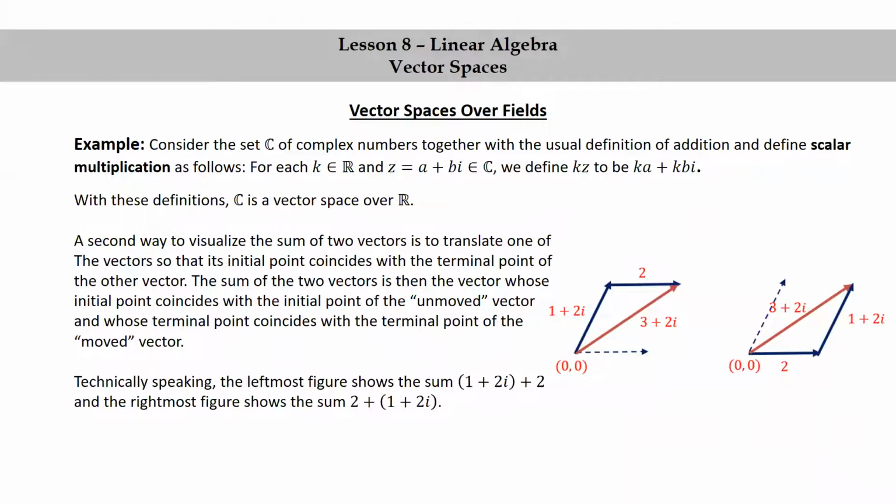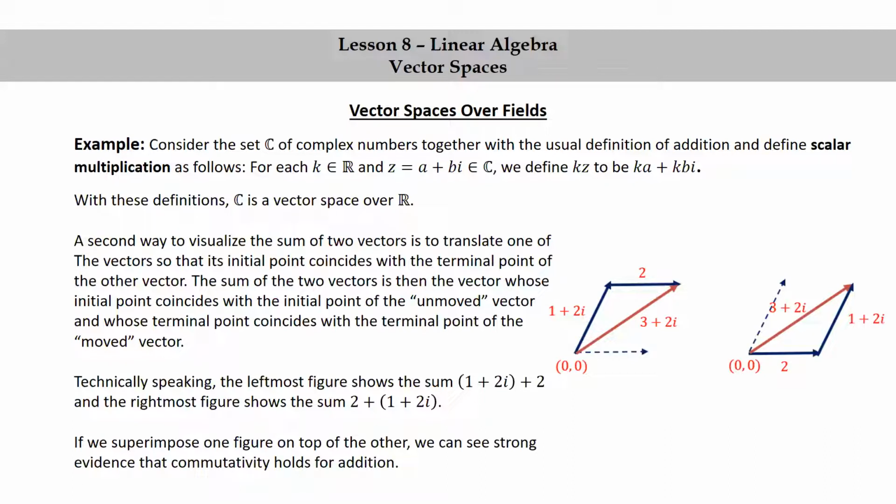Technically speaking, the leftmost figure shows the sum 1 plus 2i plus 2, and the rightmost figure shows the sum 2 plus 1 plus 2i. If we superimpose one figure on top of the other, we can see strong evidence that commutativity holds for addition.